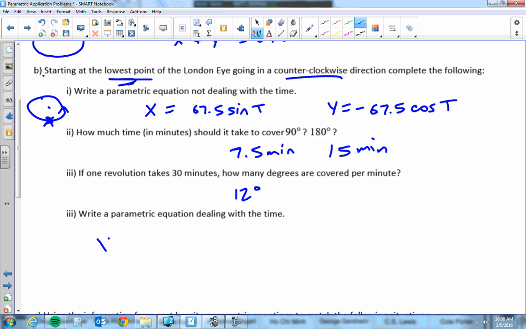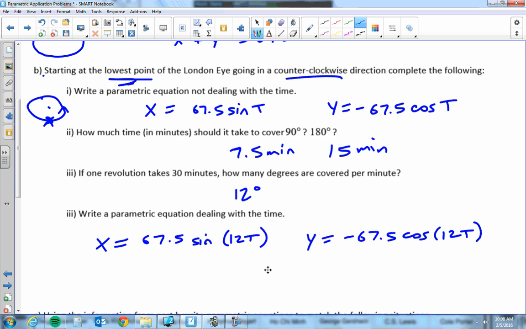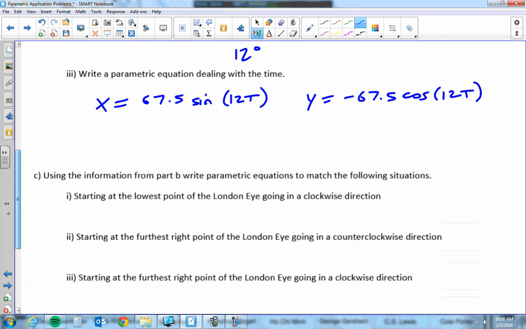Now, our parametric equations, look, I'll just give this to you. We're writing the same equations, except now put 12t in there for both of them. And think about that. So by the time t is 1, it's traveled through 12 degrees. By the time t is 30, it's doing sine of 360, isn't it? So that works.